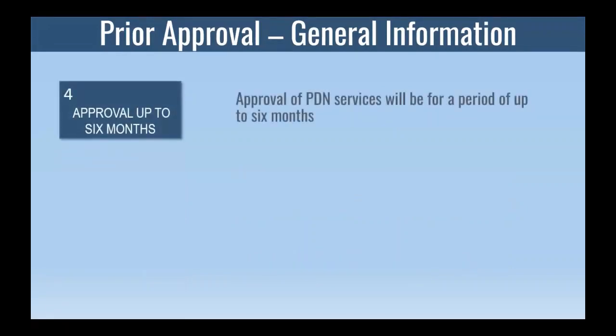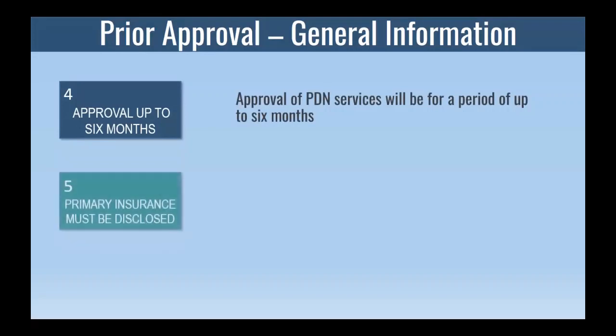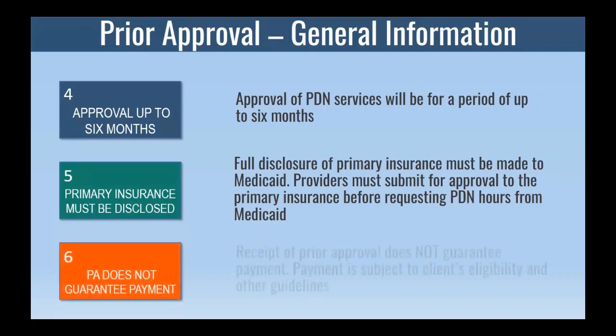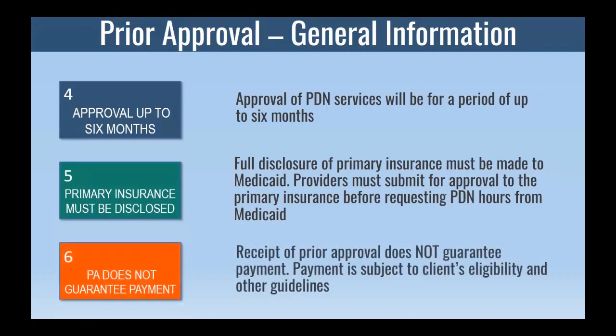Approval of private duty nursing services will be for a period of up to 6 months. Full disclosure of primary insurance must be made to Medicaid. Providers must submit for approval to the primary insurance before requesting private duty nursing hours from Medicaid. Receipt of prior approval does not guarantee payment. Payment is subject to client's eligibility and other guidelines.